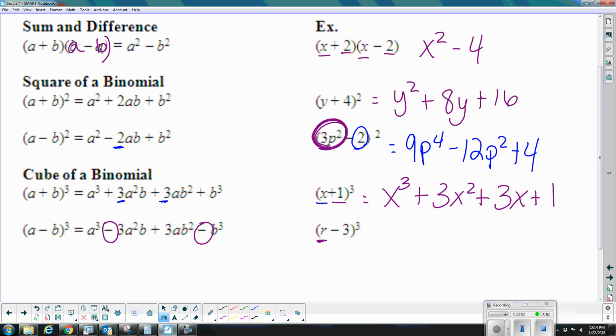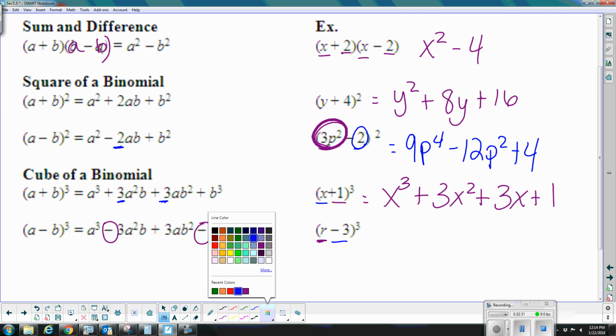Because if you think of how cubing a negative number works, if your b is negative 2, and you're going to square it, it still is positive 4, but if you're going to cube it, it becomes negative 8. So that's why those two terms are going to be negative. So in this case, r is your a, and 3 is your b.